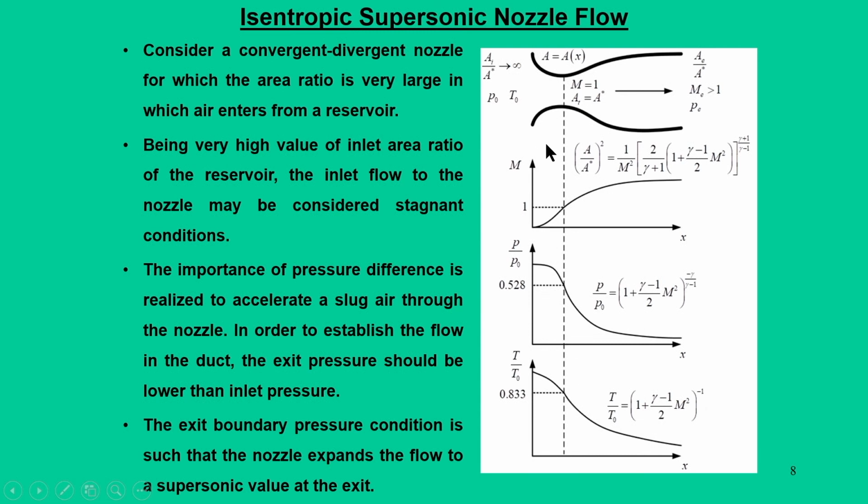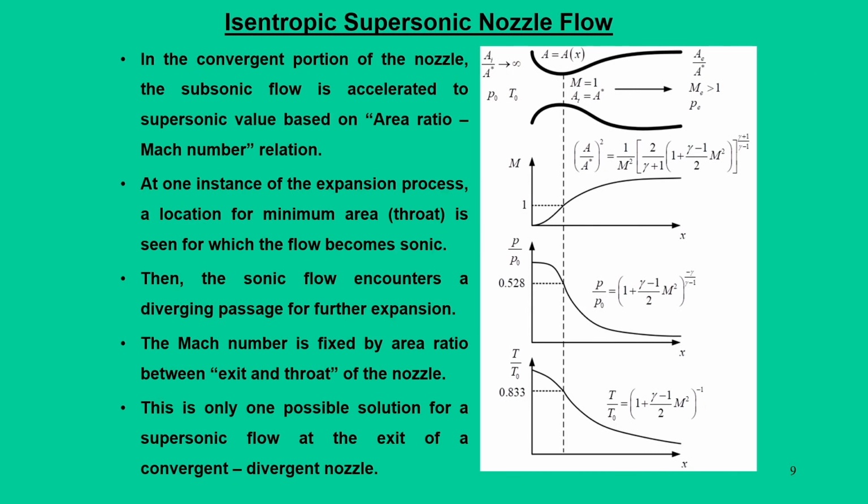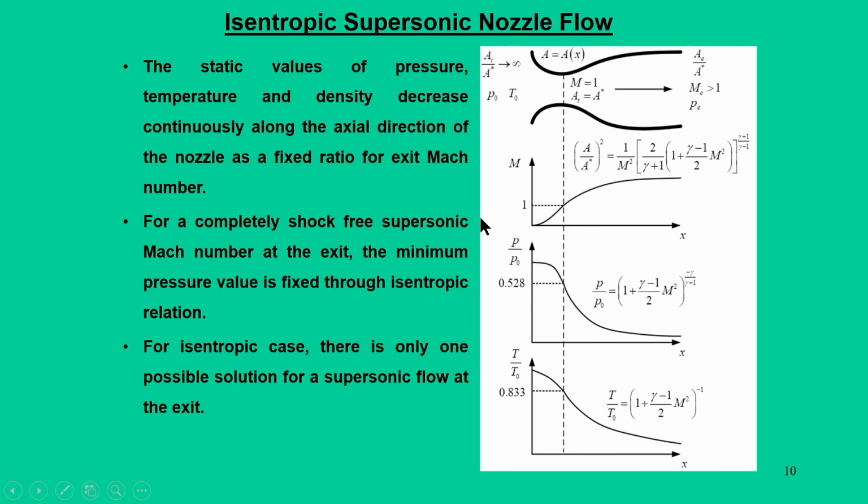So, this is the entire philosophy of how a supersonic flow is established in the nozzle. There are two things that we must remember for supersonic nozzle flow. First, adequate pressure ratio has to be maintained. Second, the Mach number is governed by two factors: one is the area ratio, the other is maintaining the pressure ratio. So, this is how the supersonic flow is established in a nozzle.